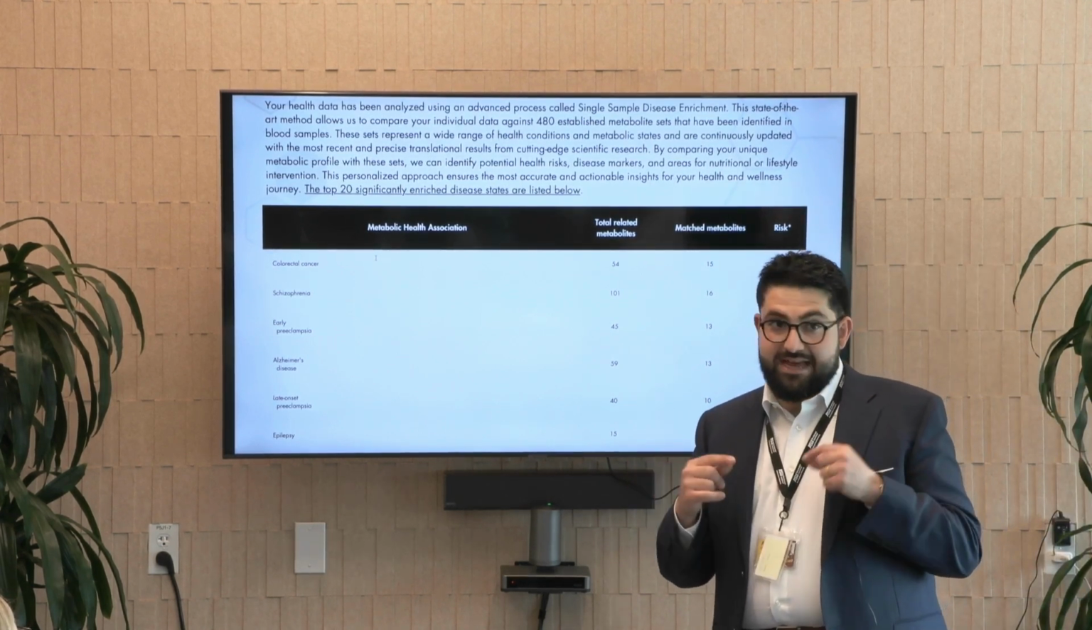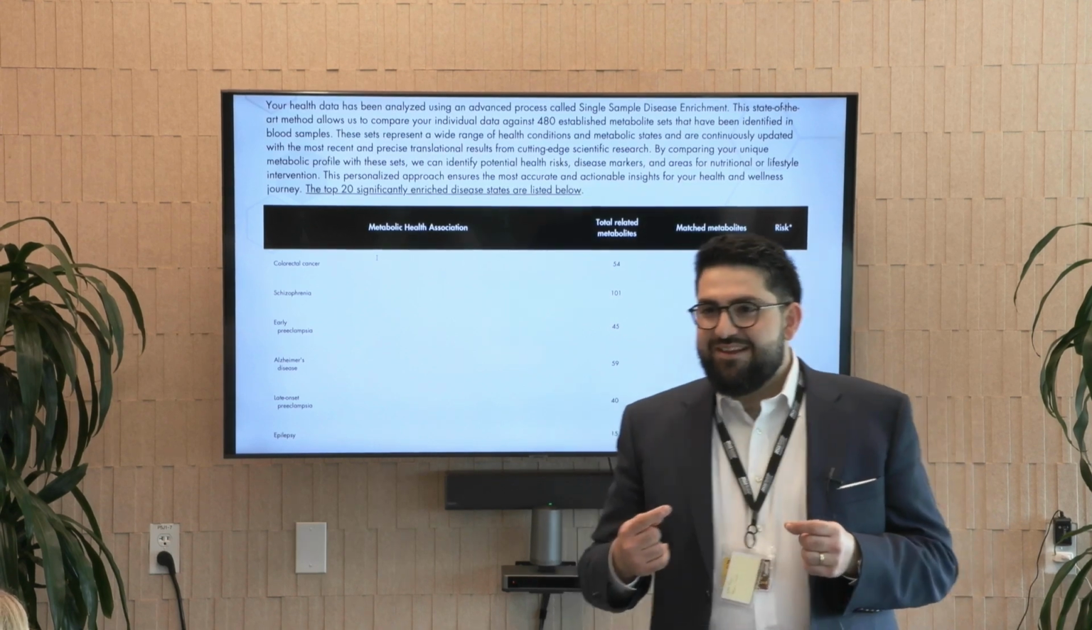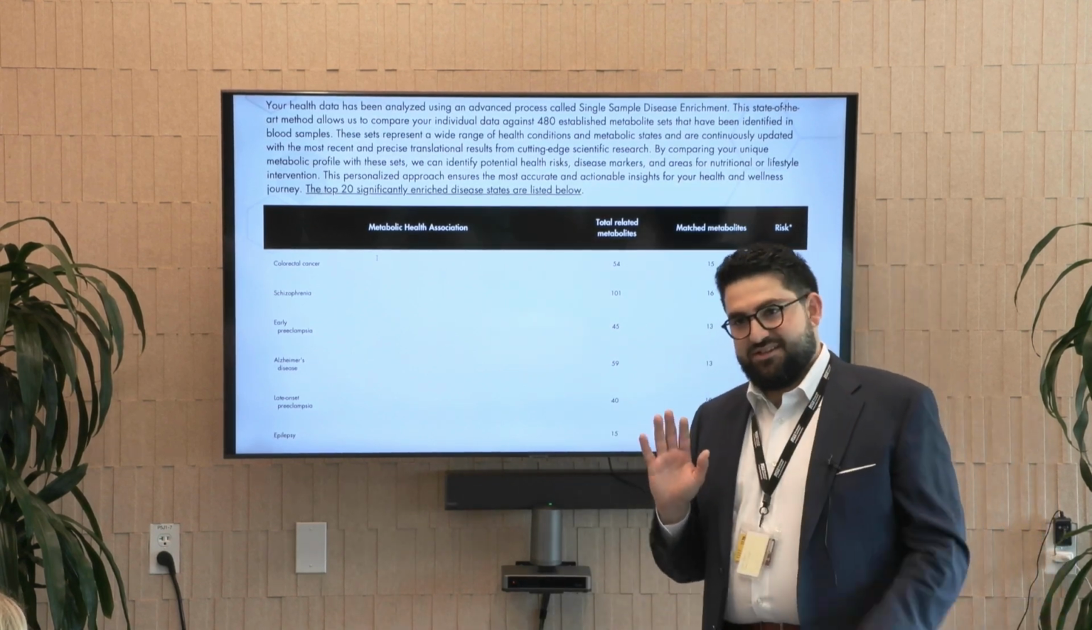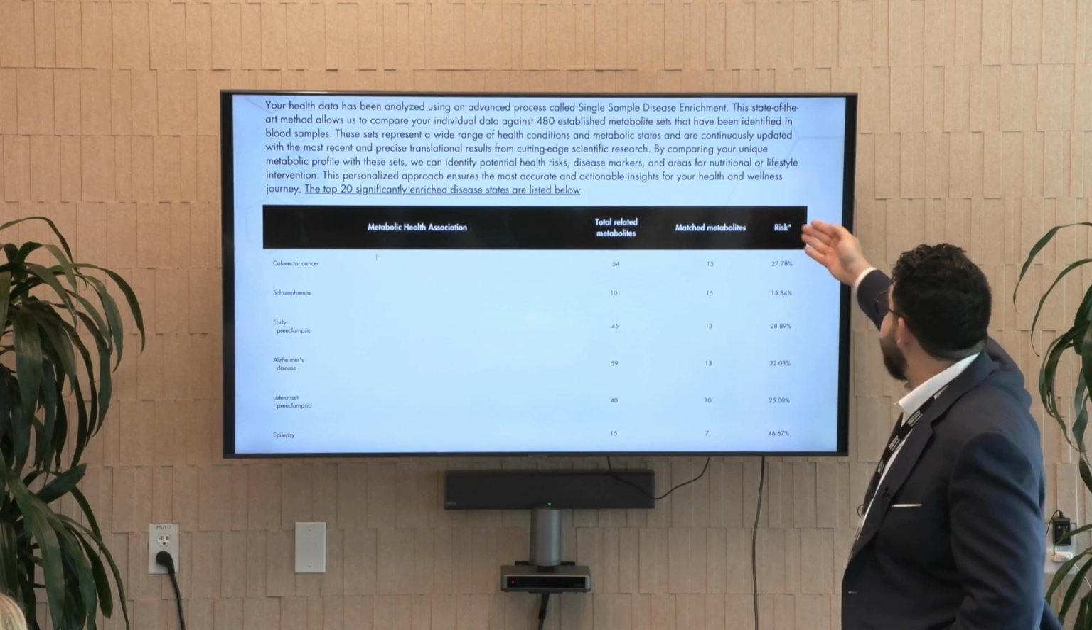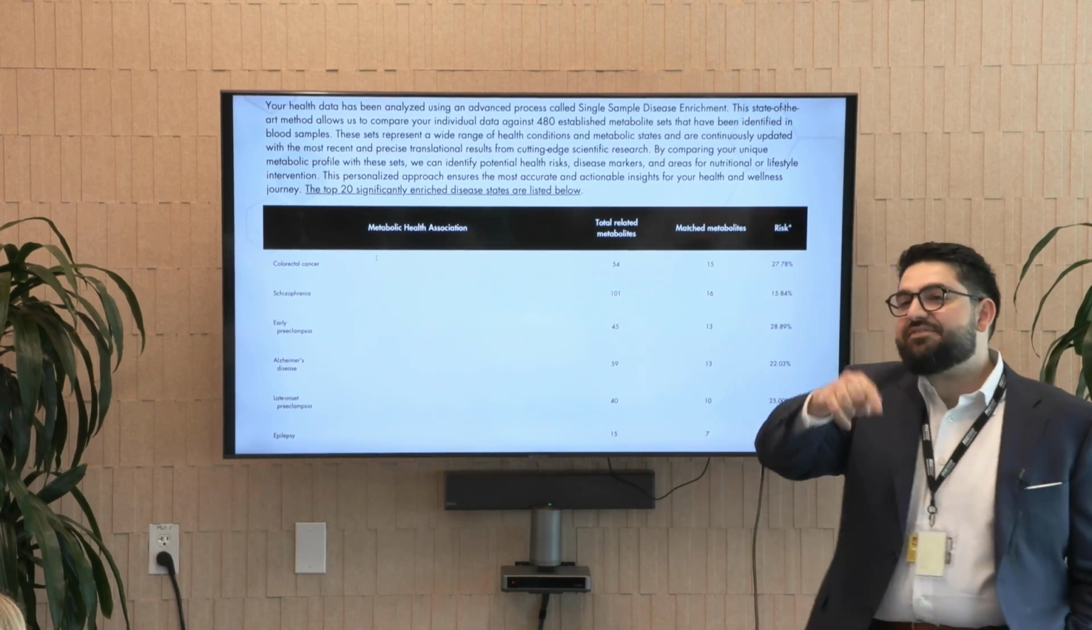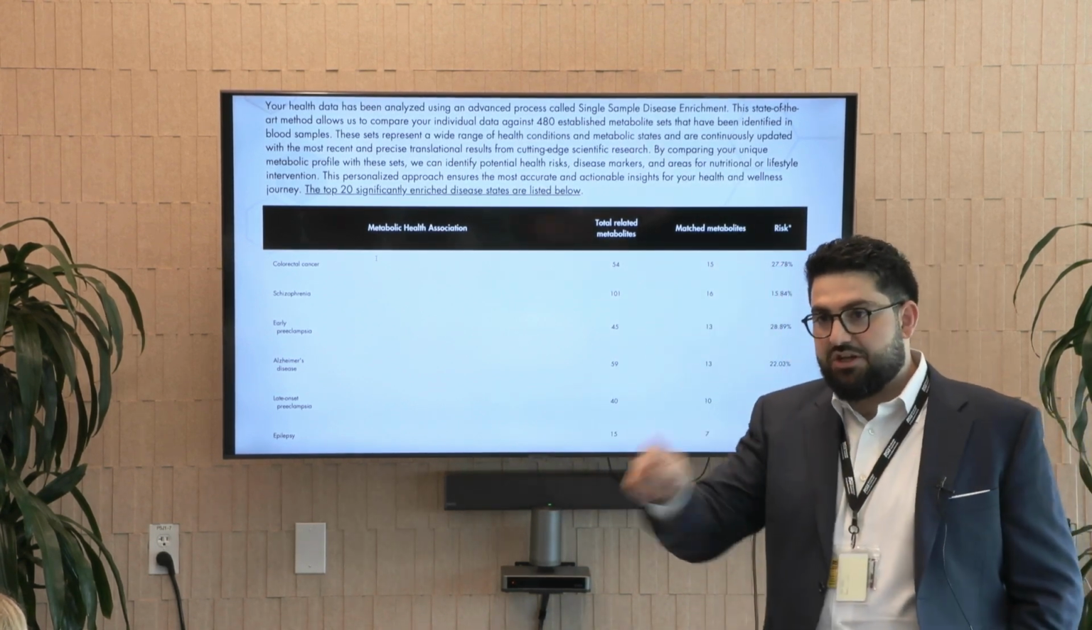If we tested everyone in this room, all of us are going to have 20 significant disease signatures. All of us. What's important is how many of them matched. And what's even more important than that is how they changed longitudinally through time.